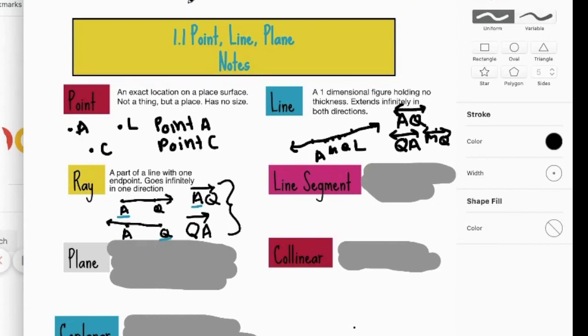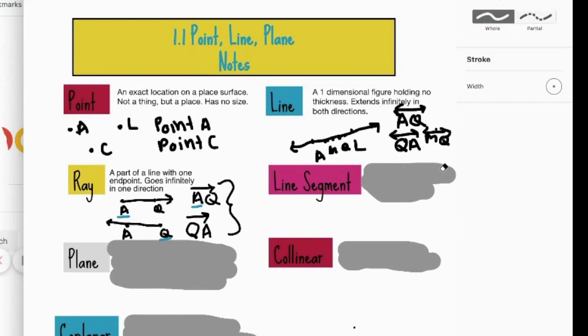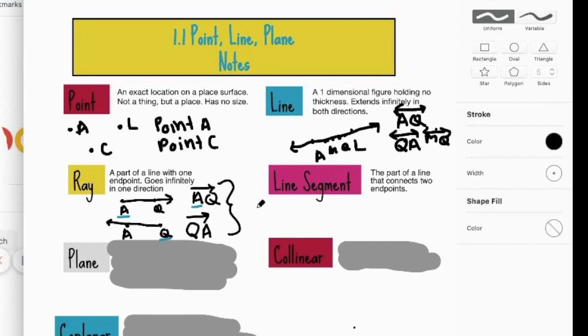So for our next type of figure, is a line segment. So the segment is the part of a line and it connects two endpoints. So it stops in both directions. So if we take our same example, we had point A and we had point Q, a line segment just connects them and stops on both sides, so it doesn't continue.